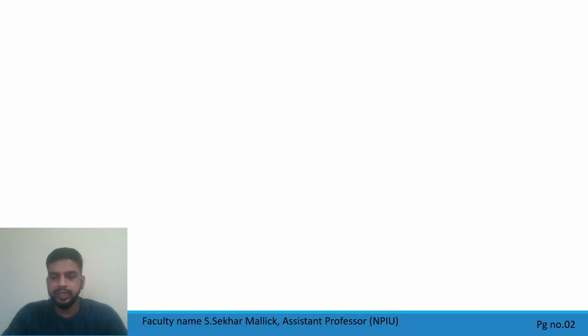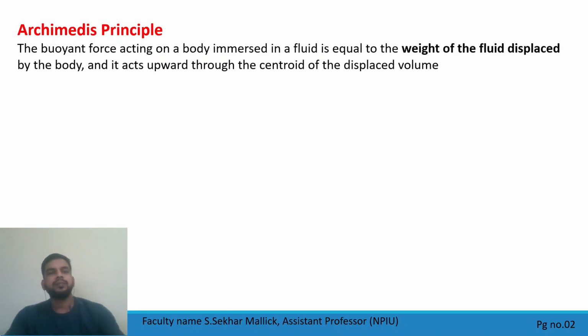In the next slide, we'll see Archimedes principle, a very famous principle. It says that the buoyant force acting on a body immersed in a fluid is equal to the weight of fluid displaced by the body, whatever we saw just in the previous slide, and it acts upward through the centroid of displaced volume. Okay, so this is the location of buoyancy. This is the location of buoyant force. So it will act at the centroid of displaced volume. We will see what that is.